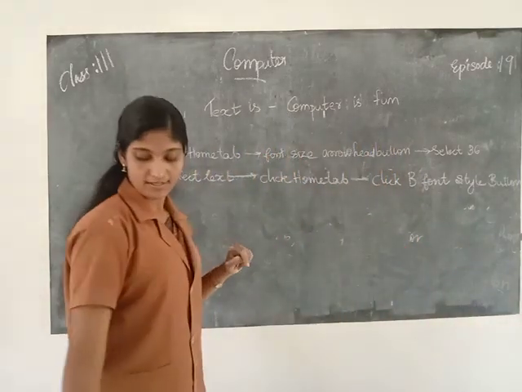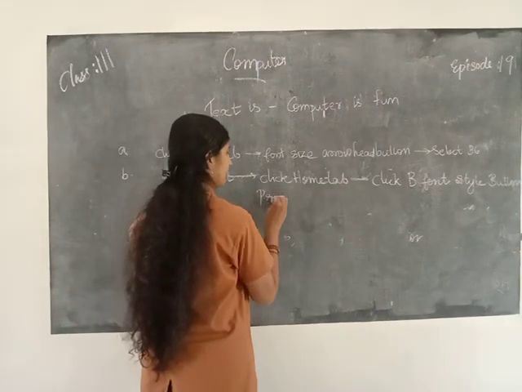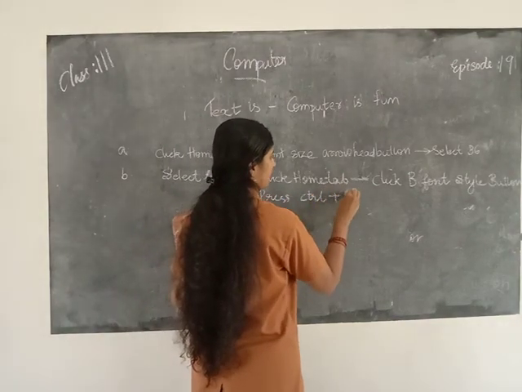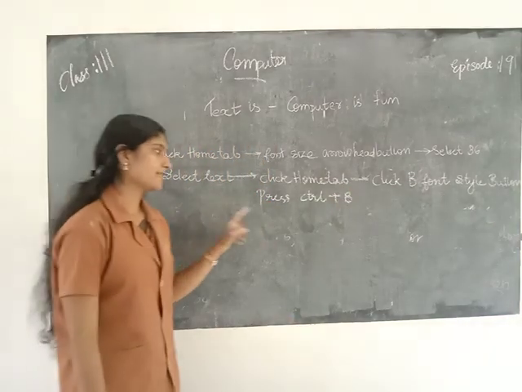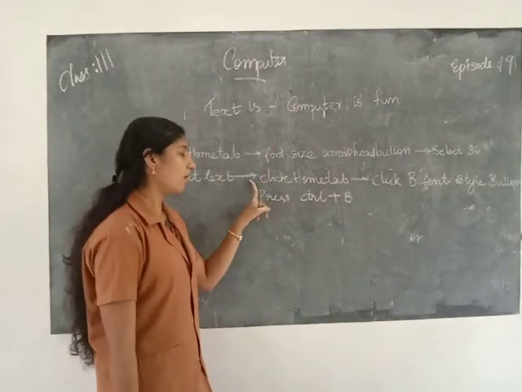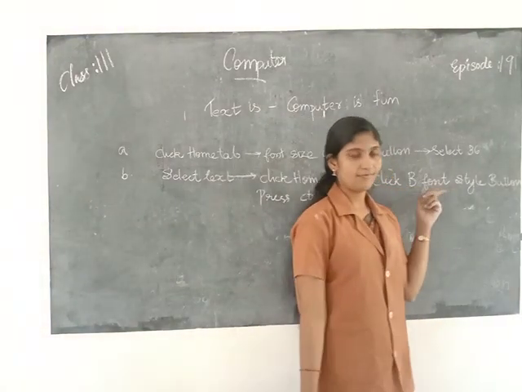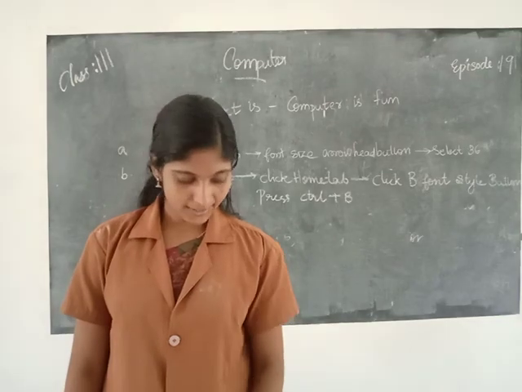Otherwise, you can select the text and press Ctrl plus B for making the word bold. Either you can use this step or select the text and then click the B letter, the B font, bold font style.